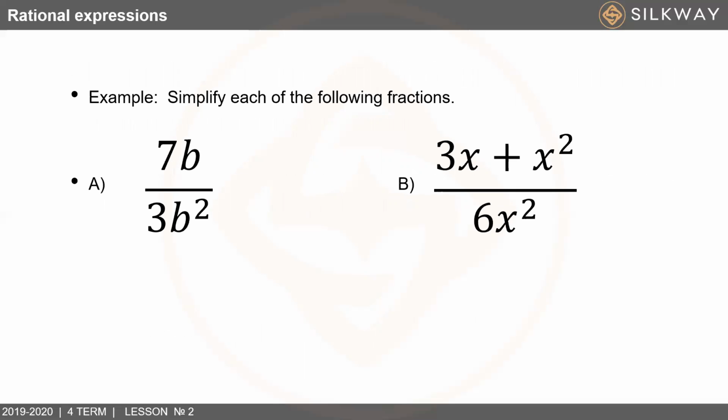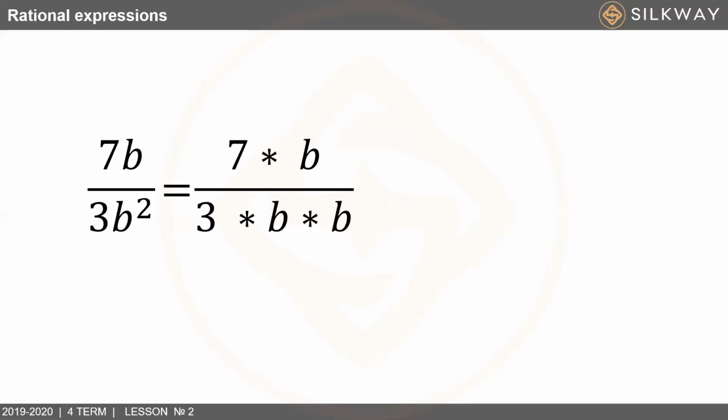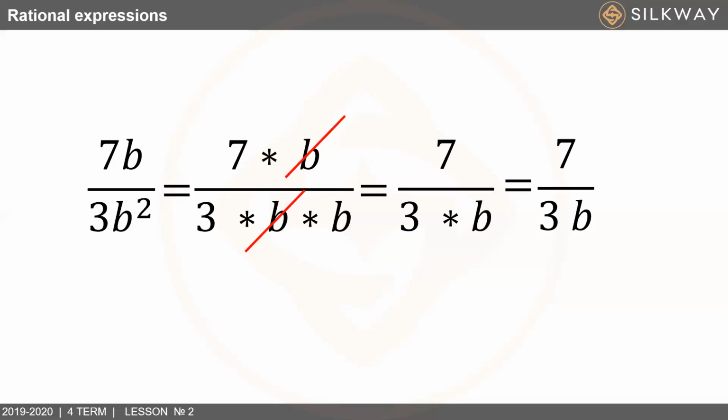Example: simplify each of the following fractions. Part A. As you see, 7 times b over 3 times b times b. We simplify b and b. 7 and b, or 7 and 3, cannot be simplified. So 7 over 3b will be the answer.